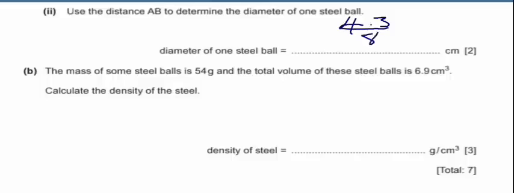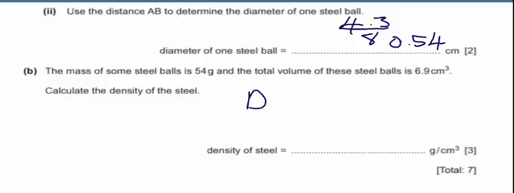Then when I divide, I'm just going to get 0.5 approximately. So if you want, you can just say 0.5 or 0.54. I'm just going to say 0.54 approximately. And then as for B, the mass of some steel balls is 54 grams and the total volume of these steel balls is 6.9 centimeters cubed. Calculate the density of the steel.